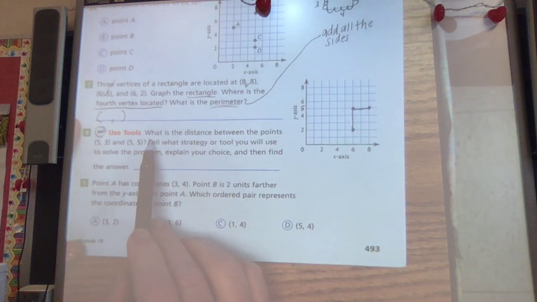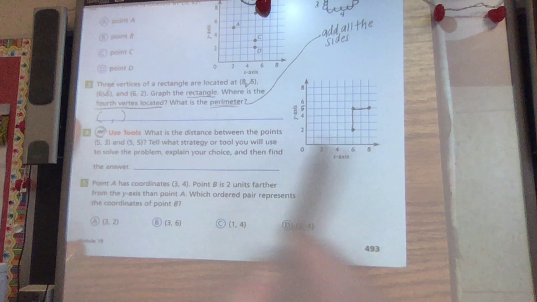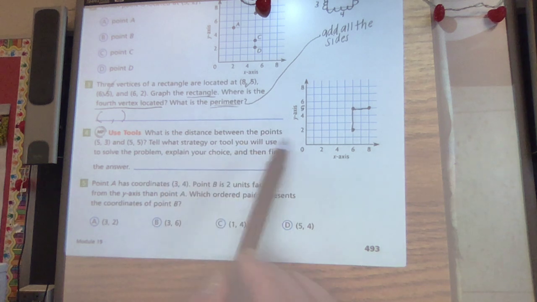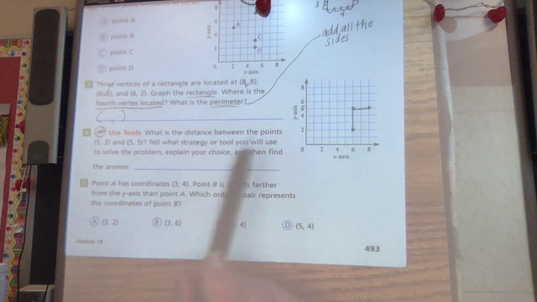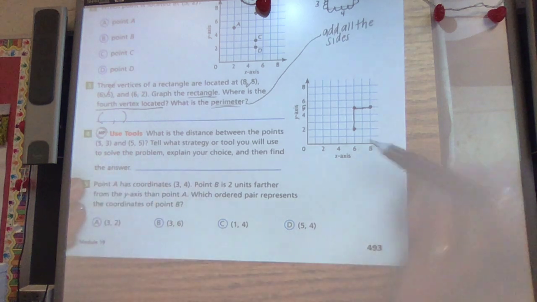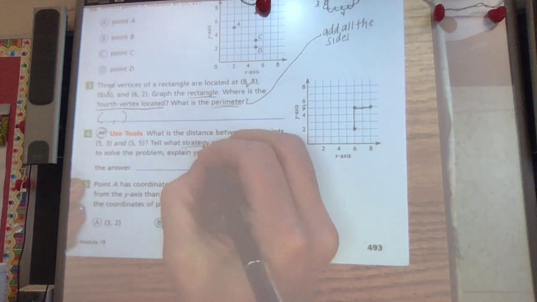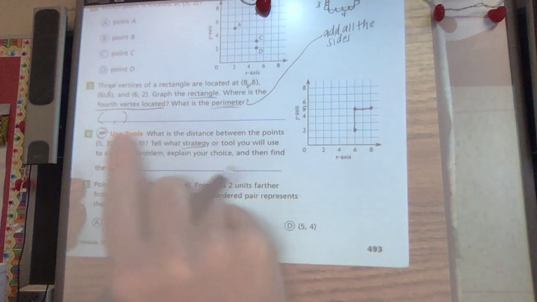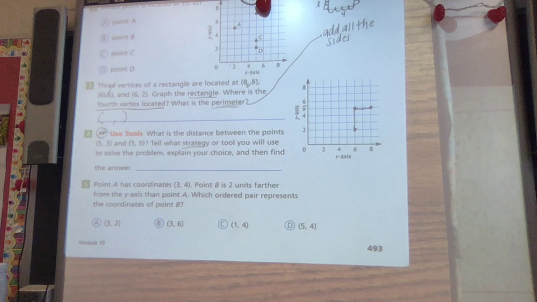Number 4, what is the distance between the points 5, 3 and 5, 5? Tell the strategy or tool you'll use, explain your choice, and find the answer. So you need to find that answer. What is the distance? The strategy I would use would be graphing it. I'd graph those, and then I would tell the answer.